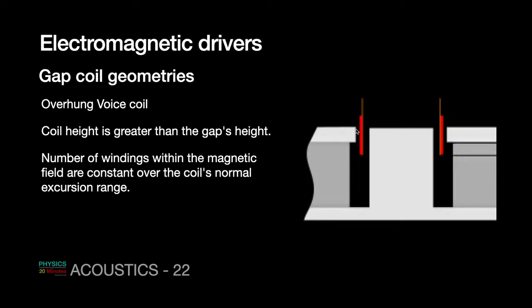So suppose it is 1 centimeter. If it starts here, then from here to here, or if it starts here, then from here to here. So for small vibrations, the number of windings within the magnetic field is constant over the coil's normal excursion range. So if the excursion range is small, the number of coils in this gap would remain fixed. What does it mean? It means that the effective length in the magnetic field is constant, and therefore the force acting will not change because of any distortion here.